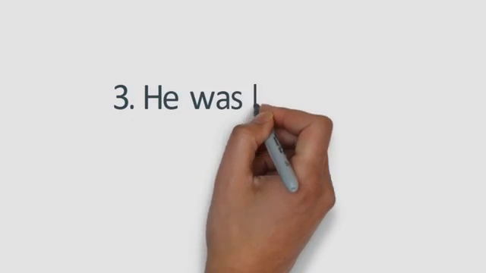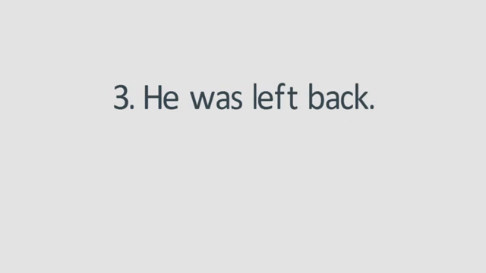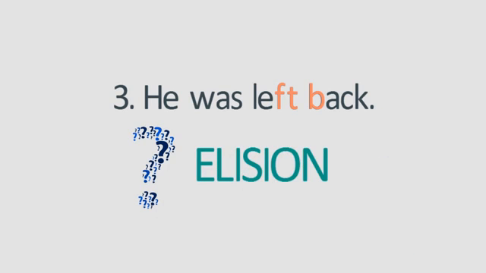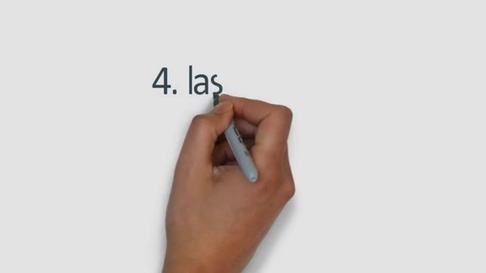Number 3. He was left back. He was left back. 10 seconds. Brilliant! Elision. The t in left is dropped, so there are fewer consonant sounds to say in a row. Left back. He was left back.